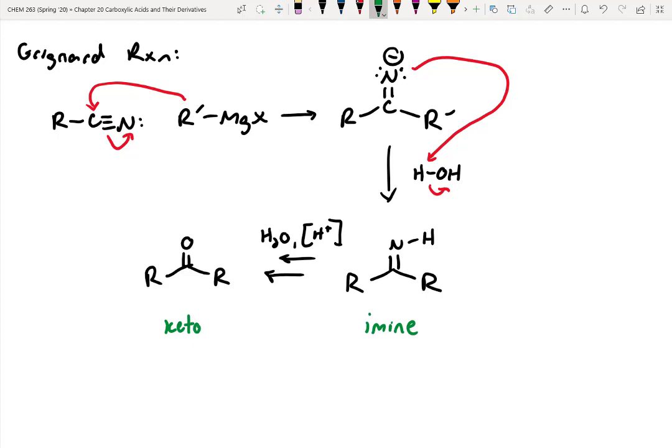So I'm not going to go through and show this whole hydrolysis of imines to ketones because we went over that in a previous chapter. But it is kind of neat that we can go directly to a ketone from a nitrile by using a Grignard reagent. In fact, I should include the R prime symbol here.